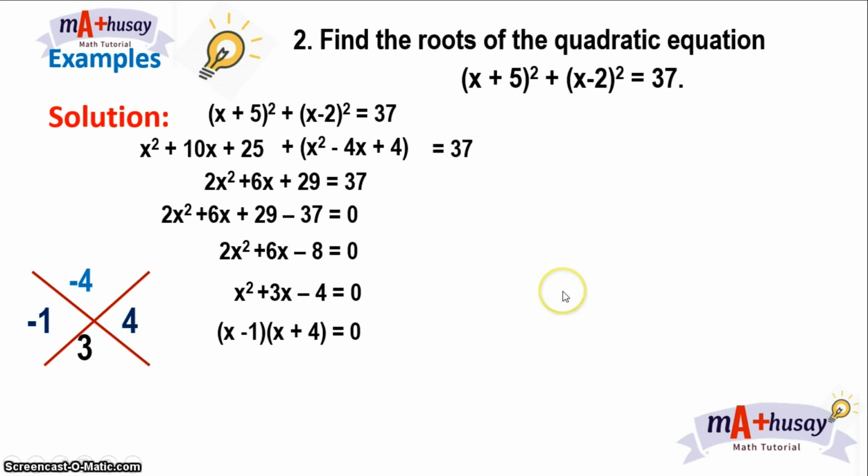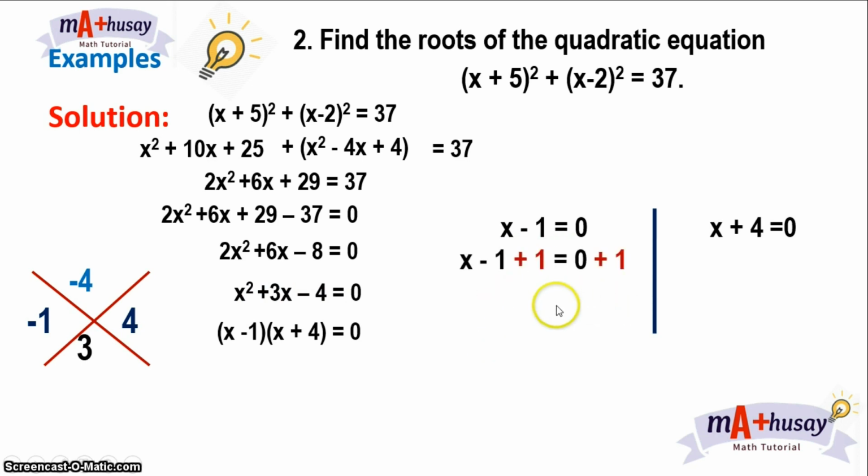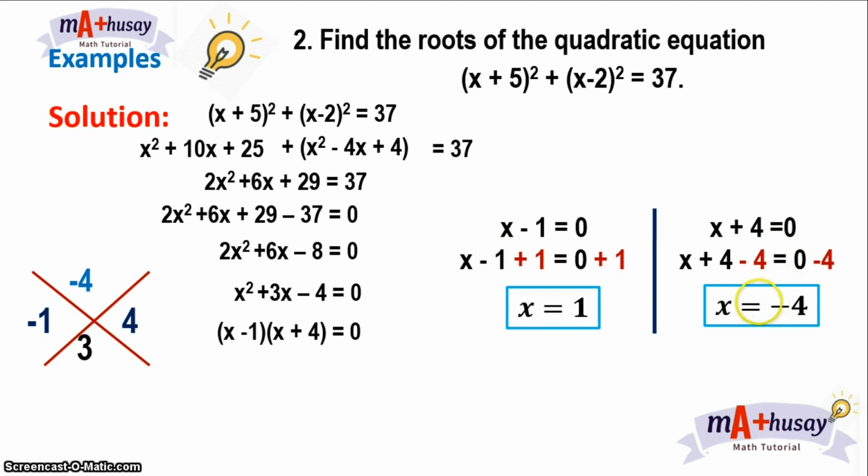Now, following the zero product property, we have two equations. x minus 1 equals 0 and x plus 4 equals 0. So to solve for x, we have to add both sides of the equation by positive 1. So you'll have x is equal to positive 1. The other solution, we have x plus 4 equals 0. So you have to add negative 4 to both sides of the equation. So then you will have x is equal to negative 4.